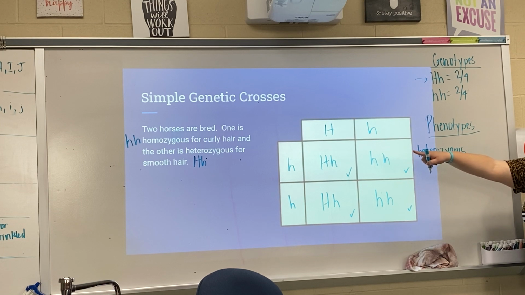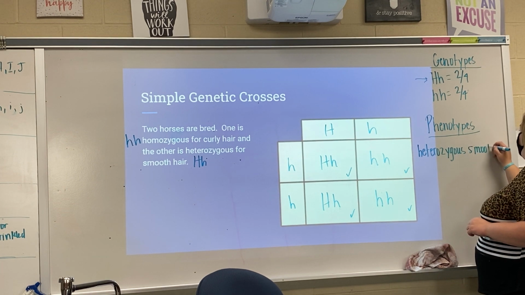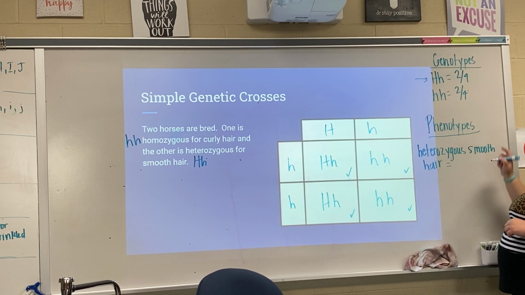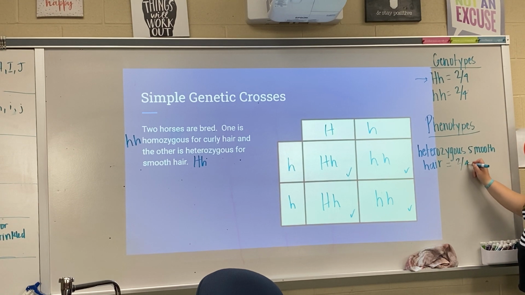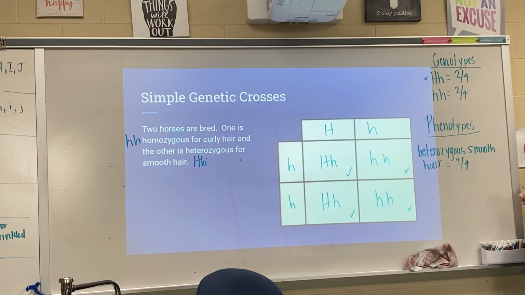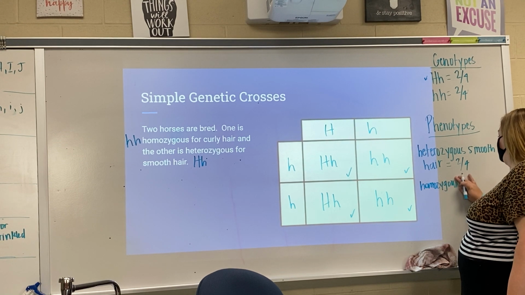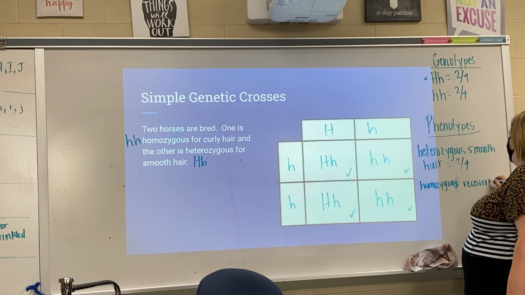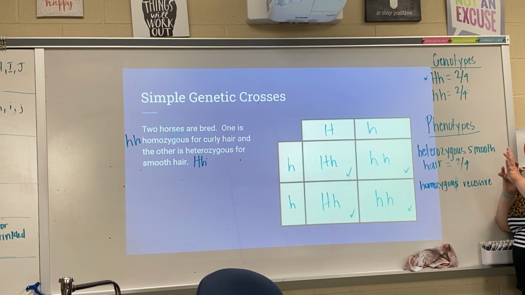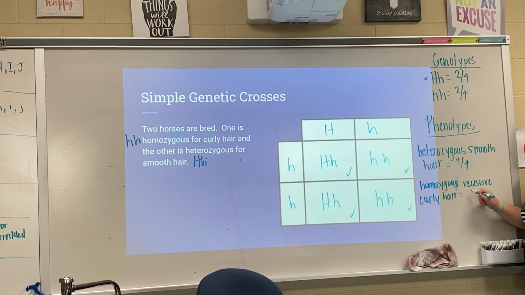Heterozygous, and what does that mean over here? What type of hair does a heterozygous animal have? And how many do I have? Two out of four. So, got that one done. The next one, how do I write this guy out? He's homozygous because it's the same, and then recessive because he's small. And what does homozygous recessive mean in this problem? Curly hair. And how many do I have? Two out of four. And now I'm done.